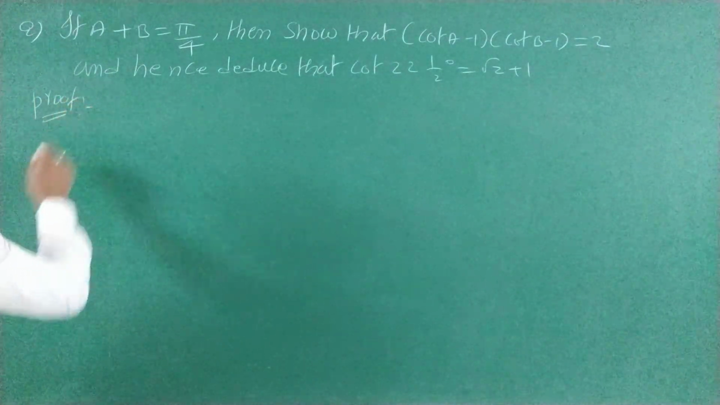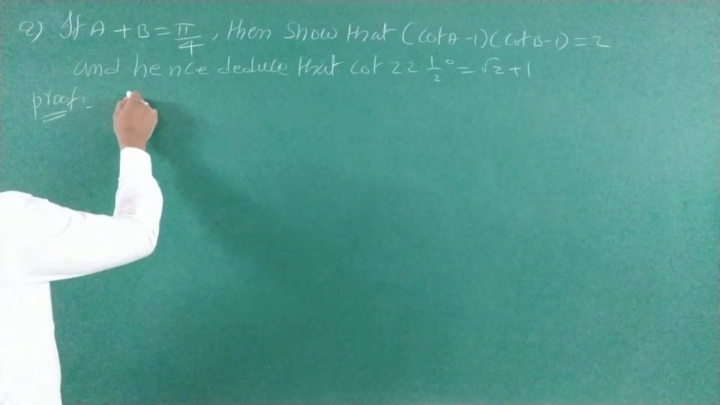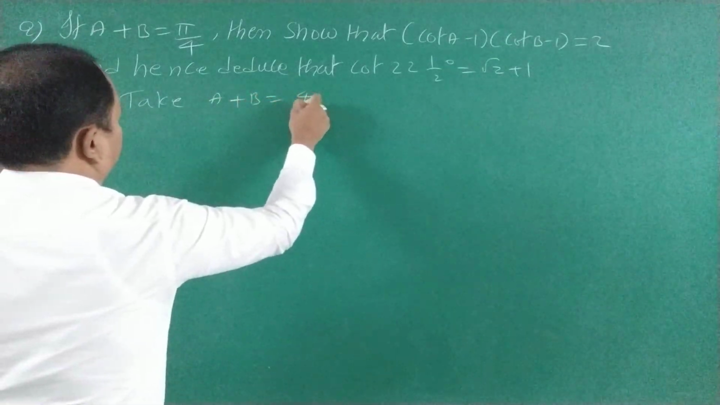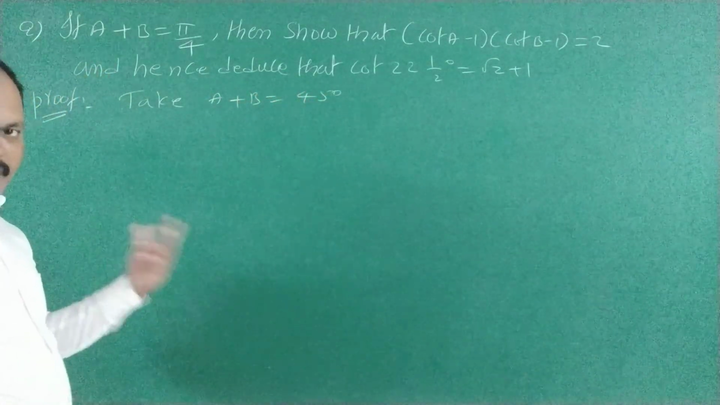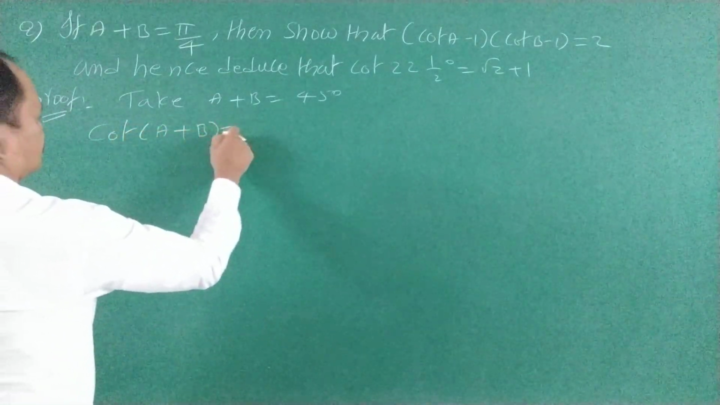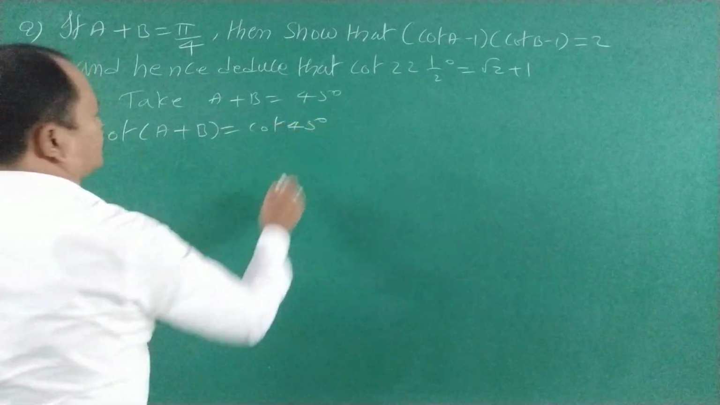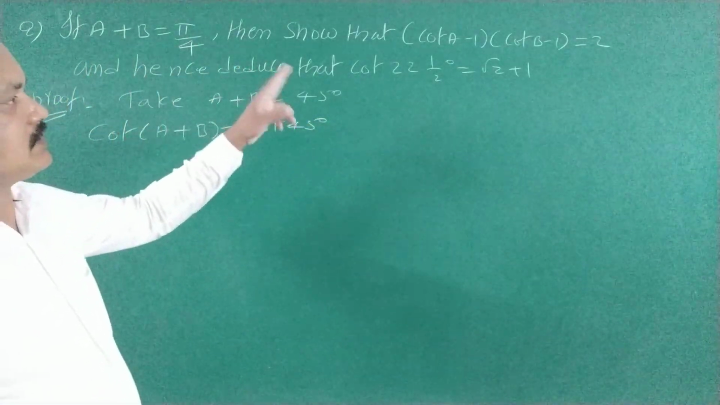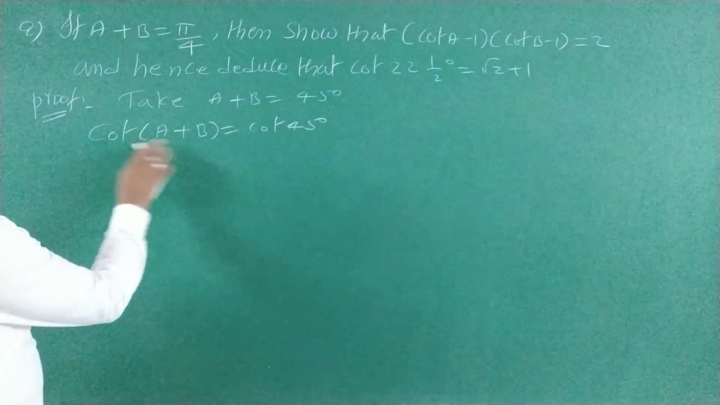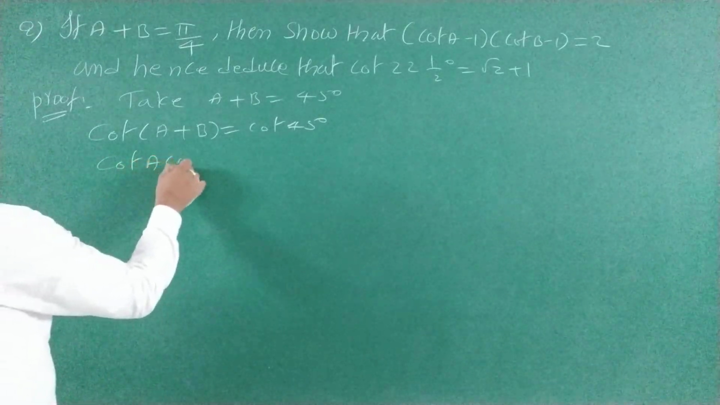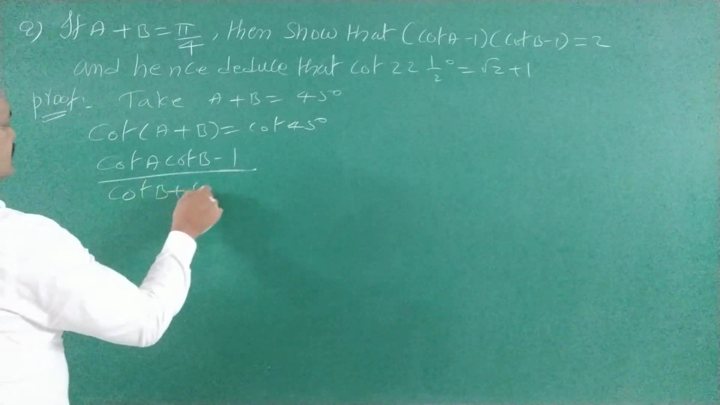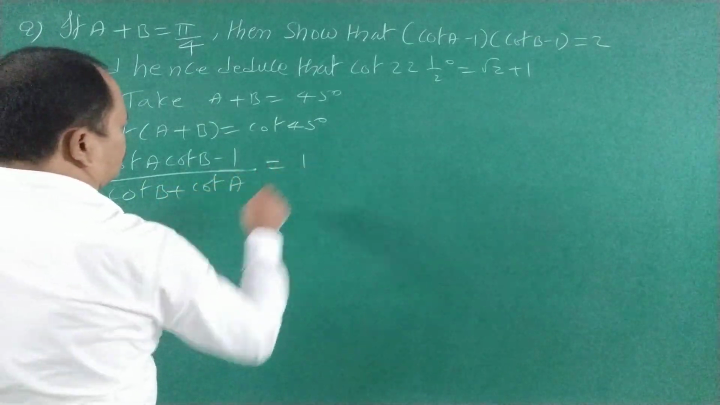Proof. So take a plus b is equal to pi by 4 means 45 degrees. Apply cot on both sides. Then cot a plus b is equal to cot 45. Since the required result is in terms of cot, that's why you have to apply cot on both sides. Then cot a plus b form: cot a cot b minus 1 by cot b plus cot a is equal to cot 45.